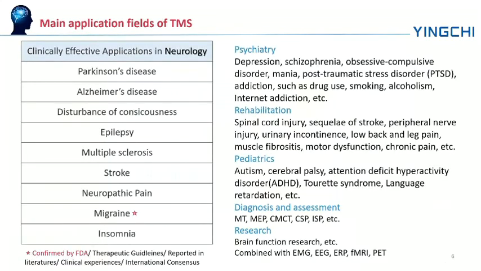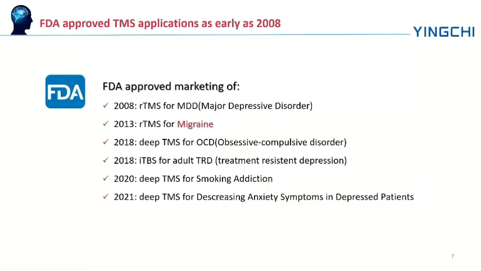TMS has applications in many fields, and today we will focus only on the applications in neurology, as we have already covered psychiatry and pediatrics. TMS was approved by the FDA as early as 2008 for depression, and then there are many applications of TMS in many fields. And in 2013, rTMS was approved by the FDA for use in migraine.